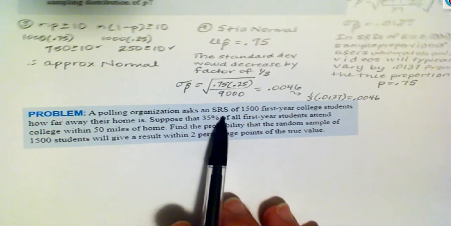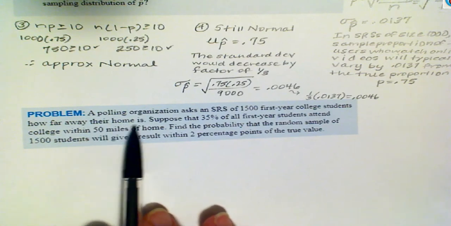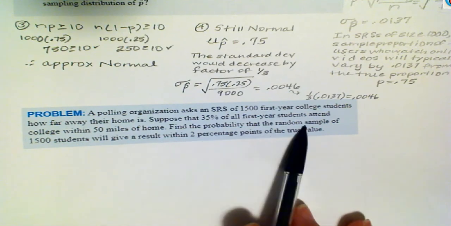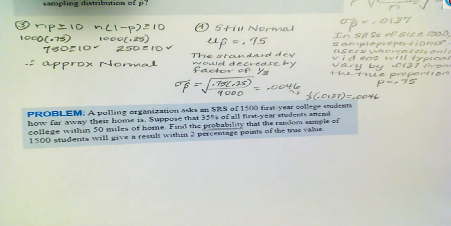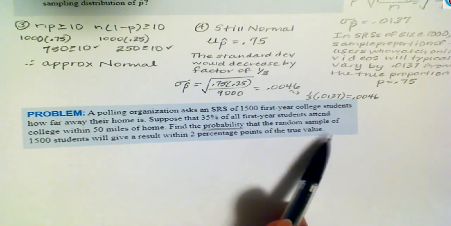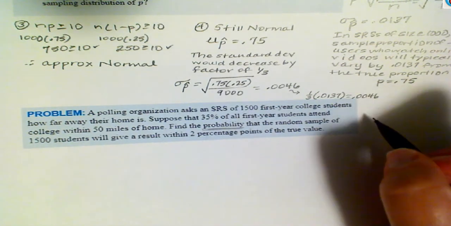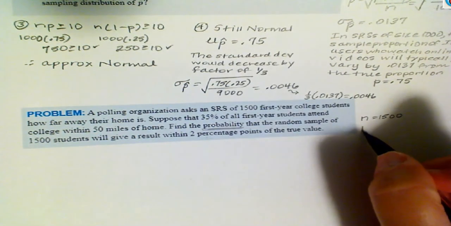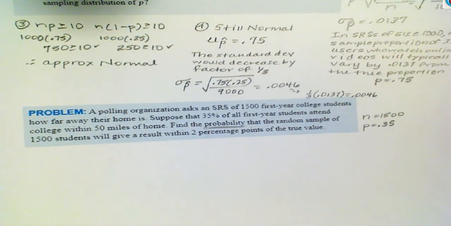A polling organization has a simple random sample of 1,500 first-year students, asks them how far away their home is. Suppose 35% of all first-year students attend college within 50 miles of home. Find the probability. So here we're actually going to be finding a probability that the random sample of 1,500 students will give a result within 2 percentage points of the true value. Okay, so we're going to have to think about that in just a second. What does that mean? But the first thing I'm going to do is I know that n is equal to 1,500. That's my sample size. And I know that p is equal to 0.35. 35% of first-year students attend college within 50 miles of their home.